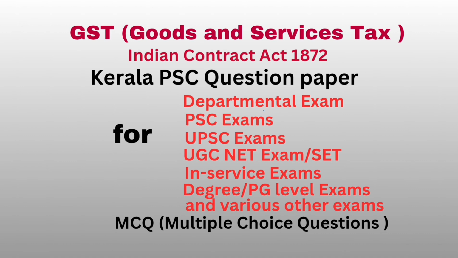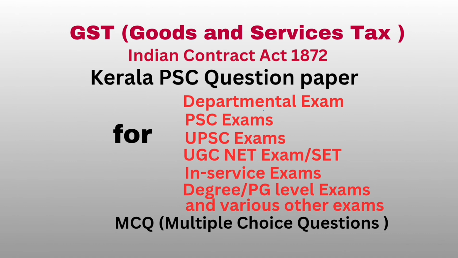Question number 61. Two or more persons are said to consent when they, answer, agree upon the same thing in the same sense. Question number 62. Committing or threatening to commit any act forbidden by the Indian Penal Code, or the unlawful detaining or threatening to detain any property with the intention of causing any person to enter into an agreement is called dash. Answer, coercion.